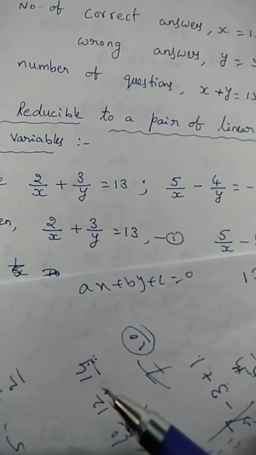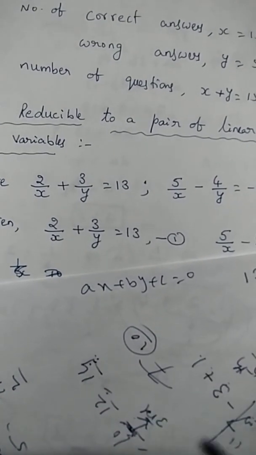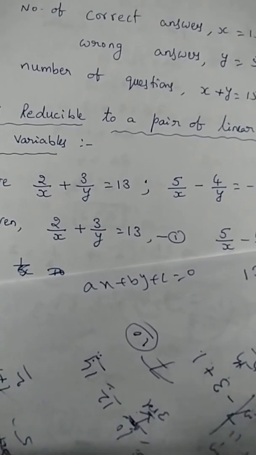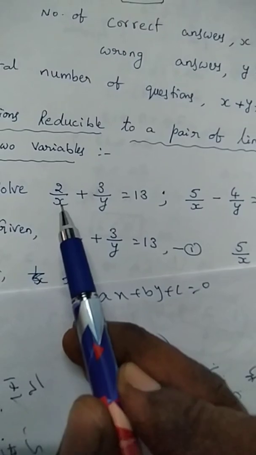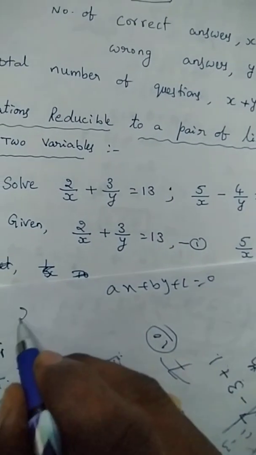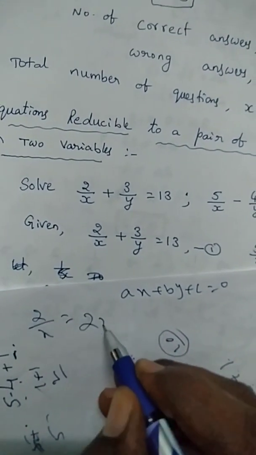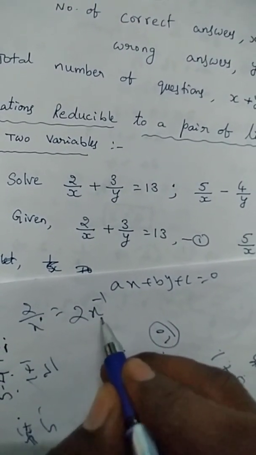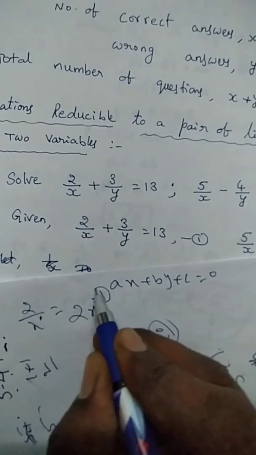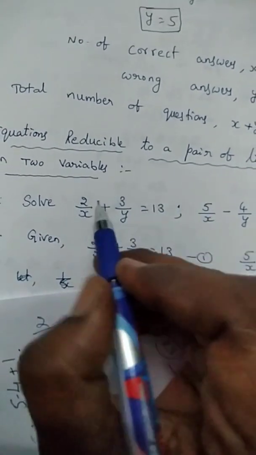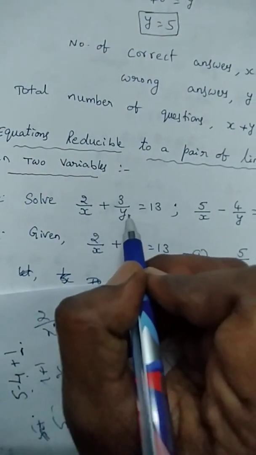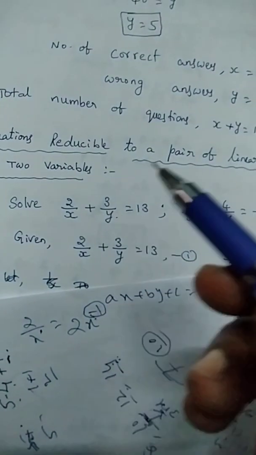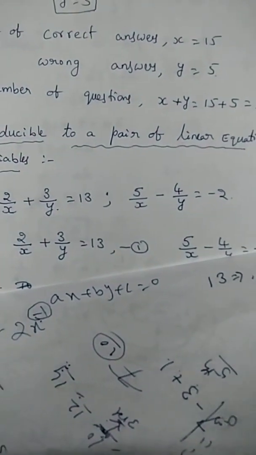First of all, polynomial means the variable exponent should not be a negative integer, it should be a positive integer. But here the exponent of the variable x is negative. 2 by x means 2 into x to the power of minus 1. If it is transposed to the numerator, then it is x to the power of minus 1. What is the exponent of the variable here? Minus 1. So automatically these exponents are not positive integers. To change it to a positive integer, what steps can we follow?